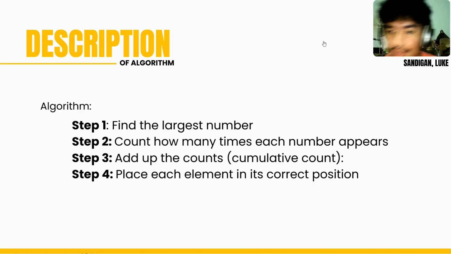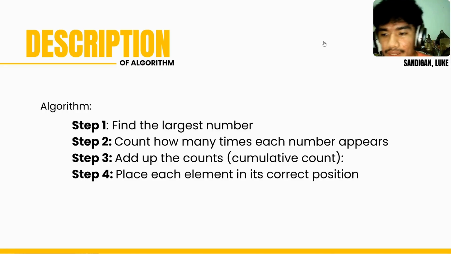Meanwhile, in step 2, count how many times each number appears. We create a count array to keep track of how many times each number appears in the list. We go through each element and increase the count at the corresponding index.